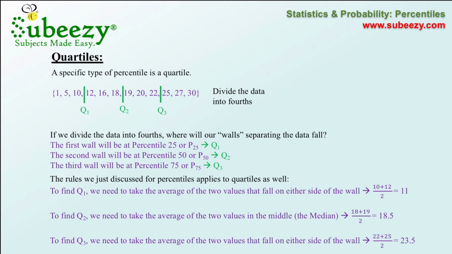After we have separated this data into the 25th, the 50th, and the 75th percentiles, or Q sub 1, Q sub 2, and Q sub 3, we are left with 4 sections of data. This is the first quartile, the second quartile, the third quartile, and the fourth quartile.